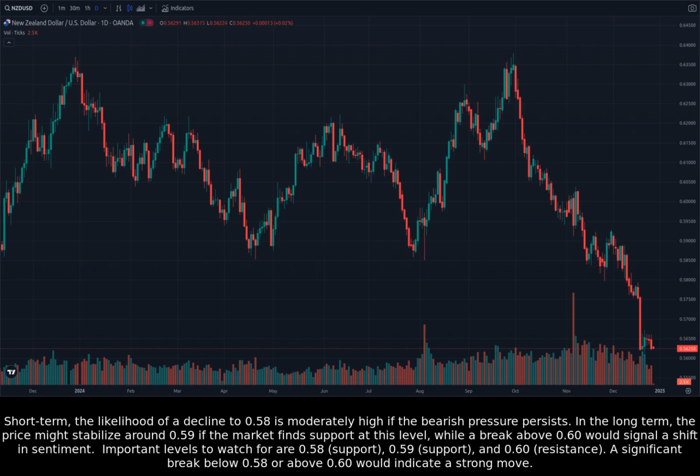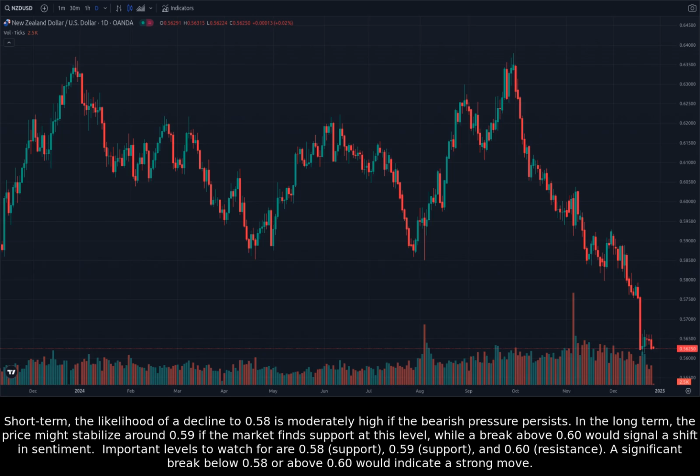Short-term, the likelihood of a decline to 0.58 is moderately high if the bearish pressure persists. In the long term, the price might stabilize around 0.59 if the market finds support at this level, while a break above 0.60 would signal a shift in sentiment.